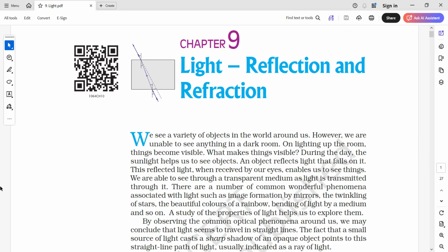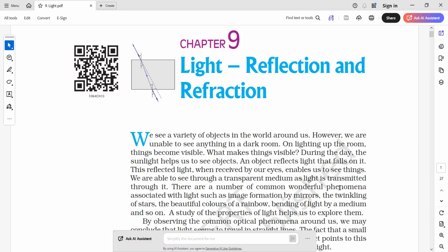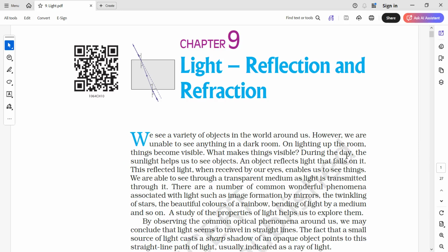Reflection and refraction. What is reflection and what is refraction? How are both different? And how we are going to use this property of reflection in the case of mirrors, and the property of refraction in the case of lenses, to form images. That whole discussion we are going to see here.